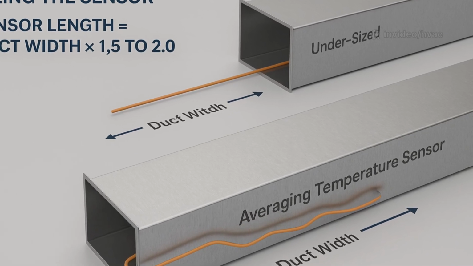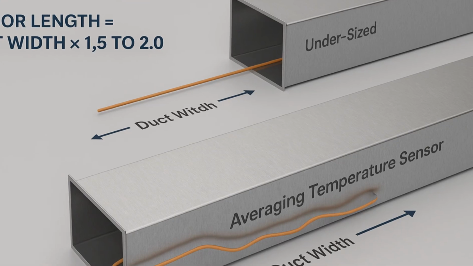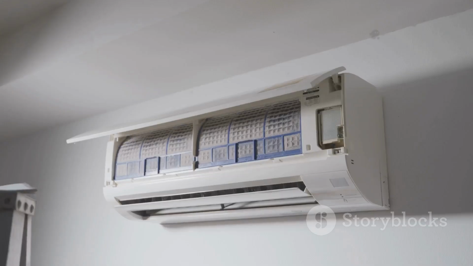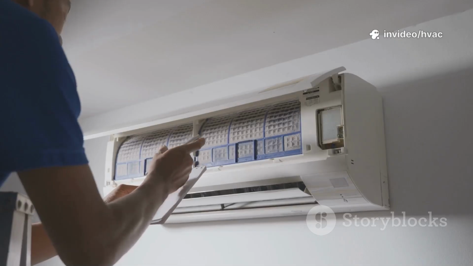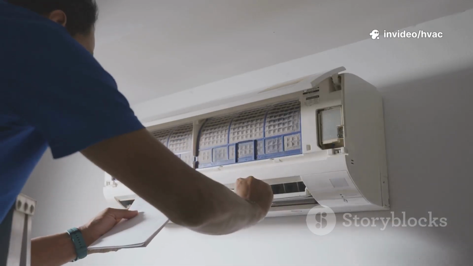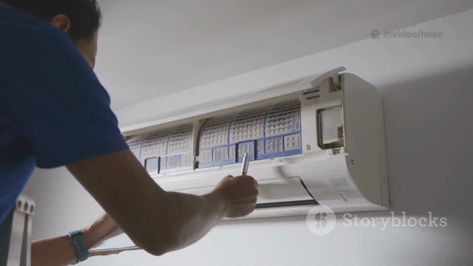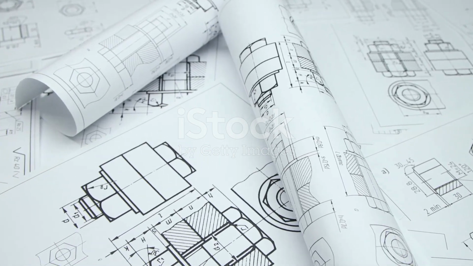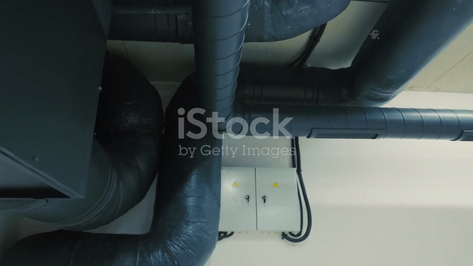Let's break down step by step exactly how to calculate the right length of an averaging sensor for any duct, using clear formulas and practical examples, so you'll always know what to do. And once you've got the right size, I'll walk you through the exact installation process to make sure your sensor works perfectly. Step 1. Review your mechanical plans and find the exact duct section where the sensor will go.